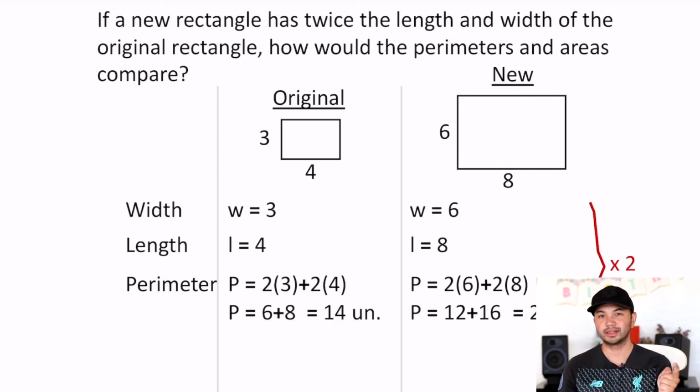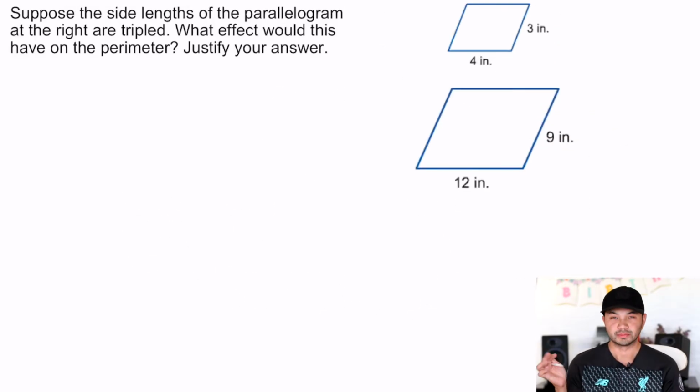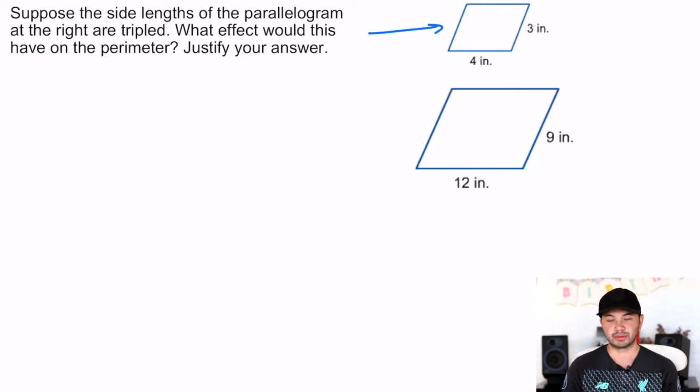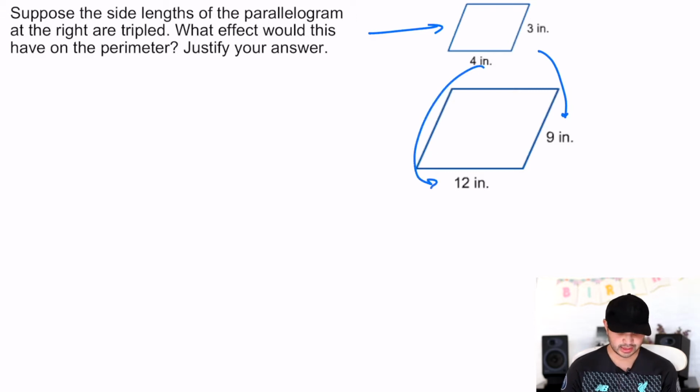Let's take a look at some examples for perimeter first, and then we'll come back around to think about area. Suppose the side lengths of a parallelogram at the right have tripled. What effect would this have on the perimeter? We're talking about a 3x4 parallelogram, then it tripled. So 3 times 3 is 9, 4 times 3 is 12.